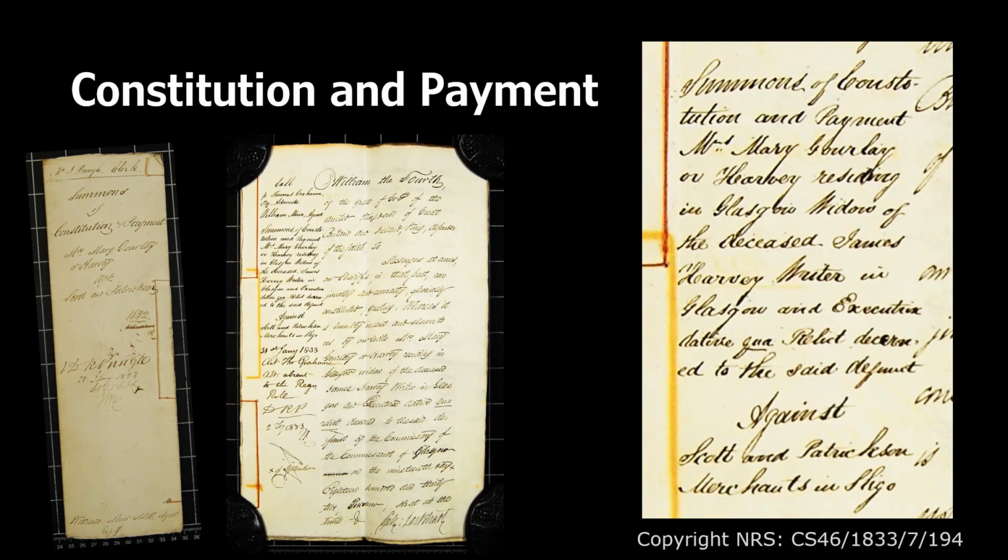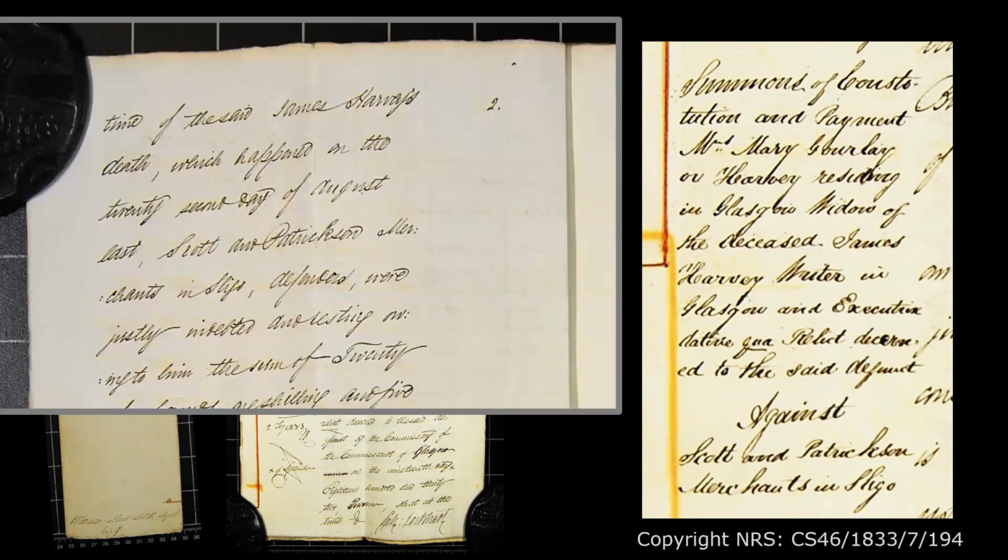By the time of this summons, which was on 31st of January 1833, James Harvey was already dead. Now that in itself could be a great clue, but there's more, because over the page, we're actually given the date of death. Now, with so many dates of death being hard to find in this period, that could be just what you need.